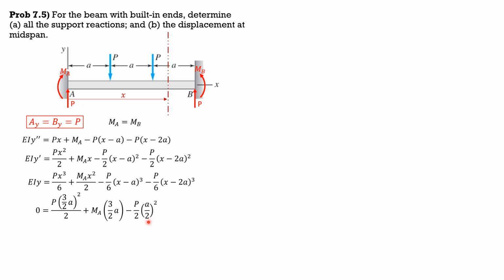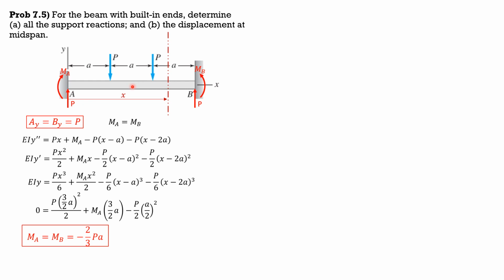So simplifying, we can now compute MA. PA cube over 4 over 8 rather minus 9 over 8 PA square over 8 minus 9 over 8 PA square divided by 3/2 A. So MA is equal to negative, MA equals MB equals negative 2/3 of PA. Then we already answered part A. We proceed to part B.